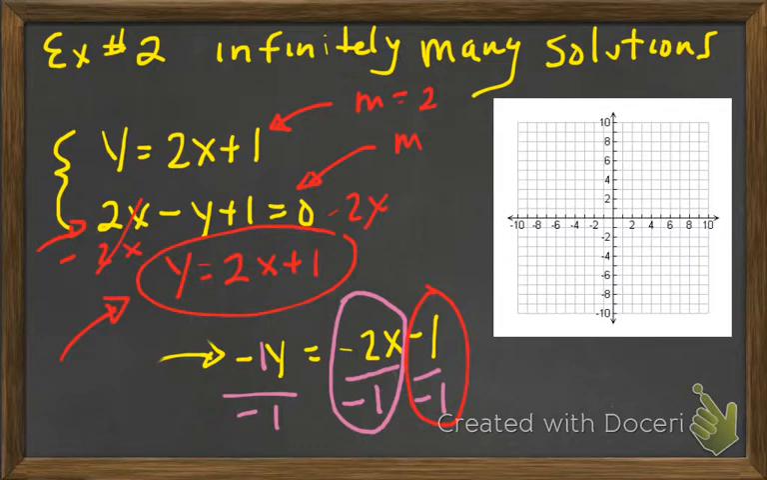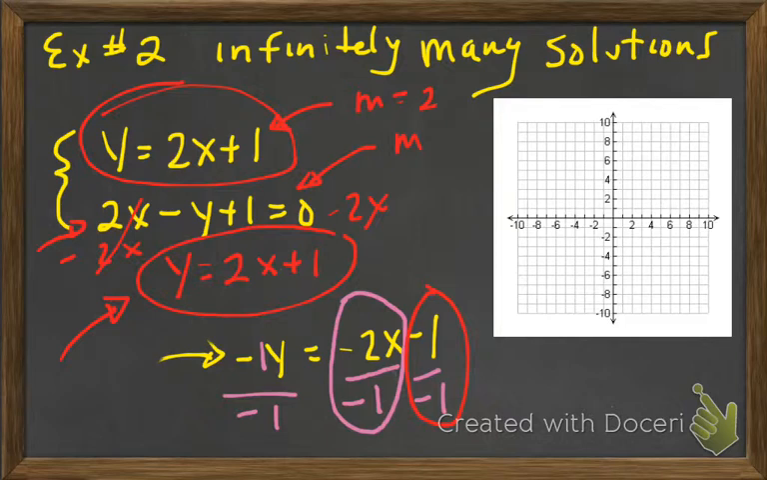Quite a few moves. Not exactly the cleanest way to do this, but now you can see that basically we have two equations that are exactly the same. And because they're exactly the same, every point on that line is a solution. Every single point. So let's just take a look.